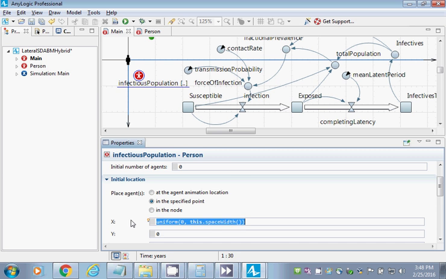Can you just go back to that? Yep, lateral SD ABM hybrid 1. Sorry? Just the event. The event, yeah. So the code like this? Yep. Yeah.